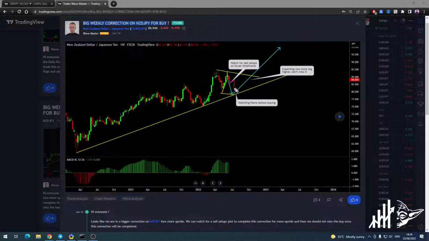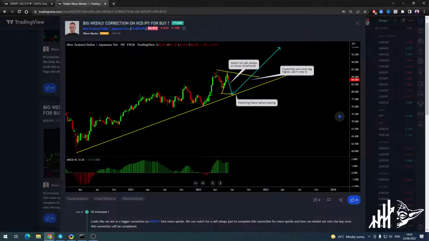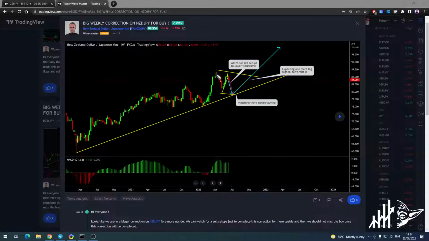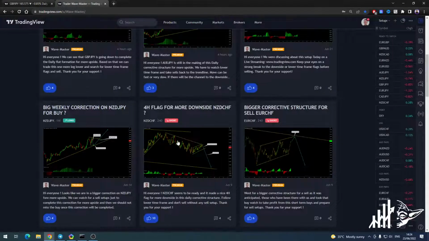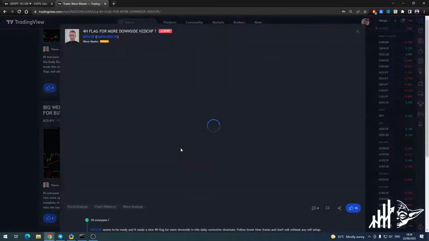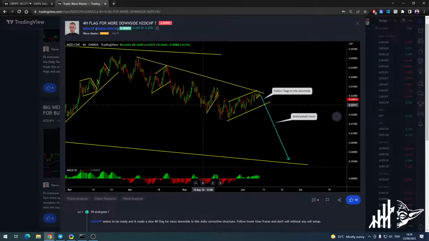I don't see that it will be a channel like Aussie yen. New Zealand yen is a far better chart, and I think it will go faster like this one did. Probably by the end of next month we will complete this movement, take our profits, and then the price will start pushing higher. So watch it closely. New Zealand chief, this one went down nicely.